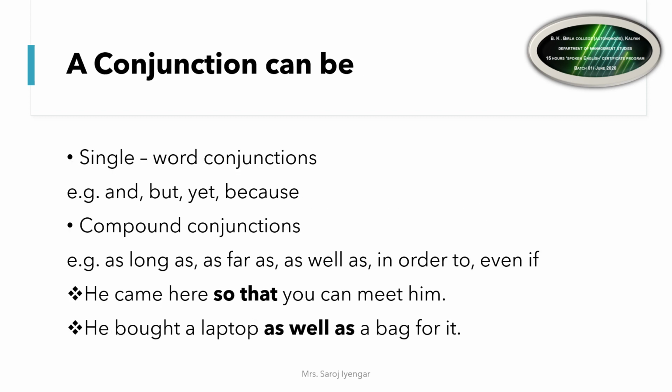Moving ahead, now what do conjunctions look like? Conjunctions basically are either single word conjunctions like and, but, yet, because, or they are compound conjunctions, that is as long as, provided that, in order to, even if, right? So these are the two basic formats of a conjunction. For example: he came here so that you can meet him. He bought a laptop as well as a bag for it.